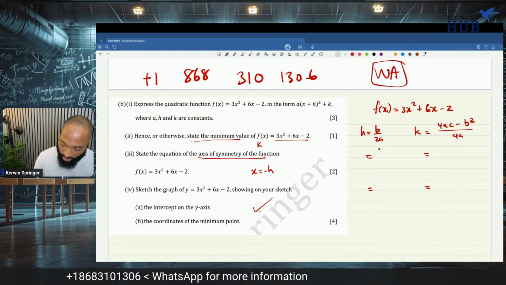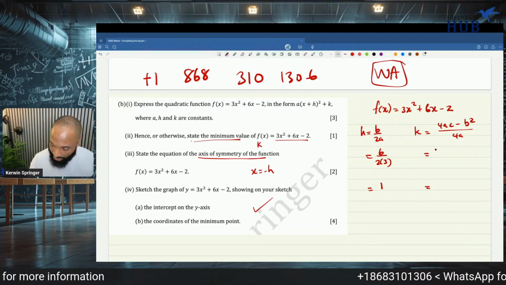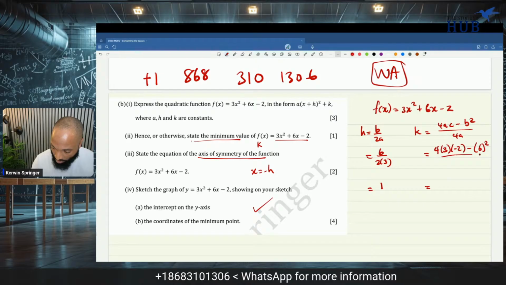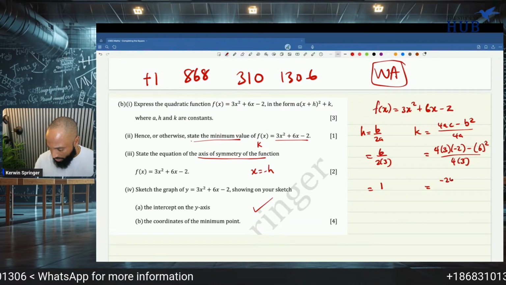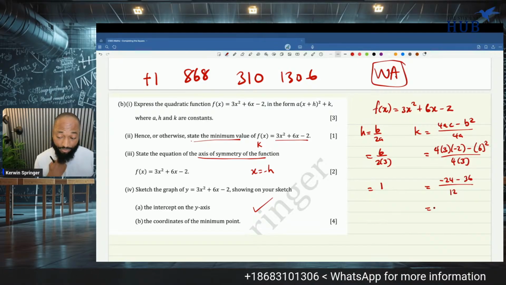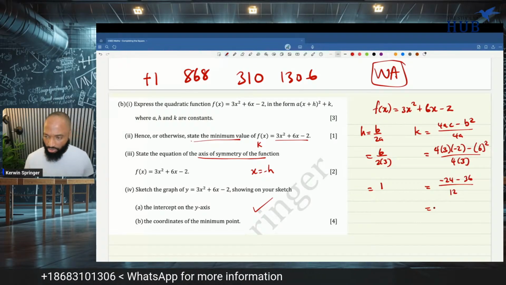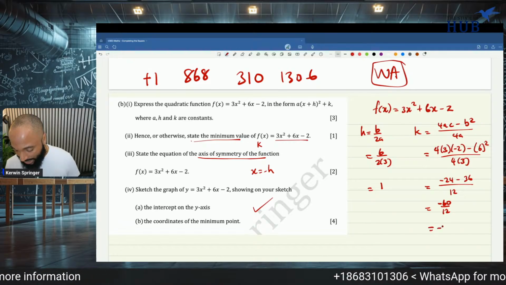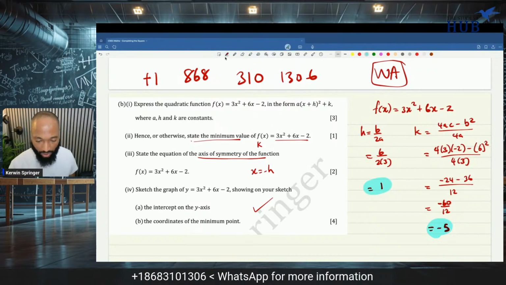So b over 2a is 6 over 2 by 3, which is indeed 1. And k is 4 by 3 by negative 2 minus b squared, 6 squared, all over 4 by 3. So this is 4 by 3 by negative 2 is negative 24, minus 36, all over 12. So that's negative 60 over 12. Negative 60 over 12 breaks down to, 12 can go into 60 5 times. That's just a clean negative 5 there. Very beautiful, very nice numbers here. We love to see it.